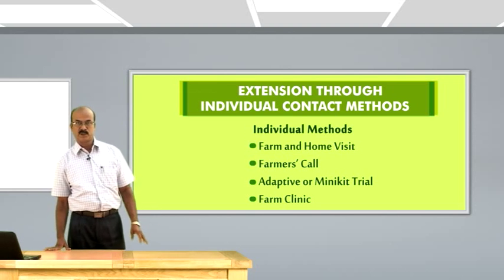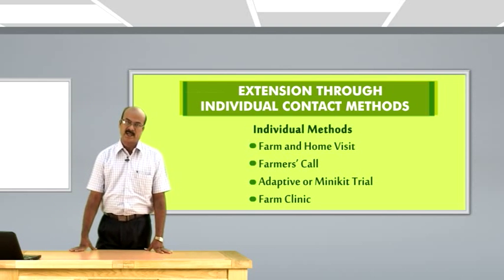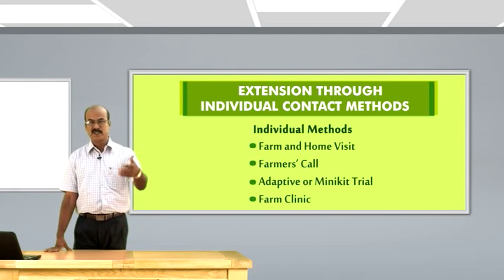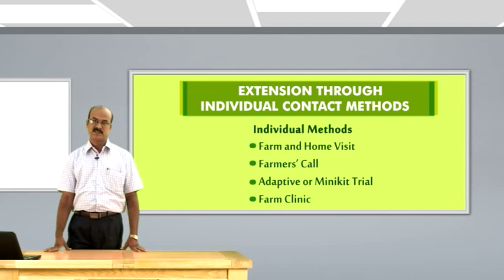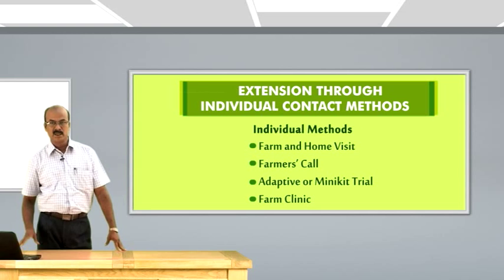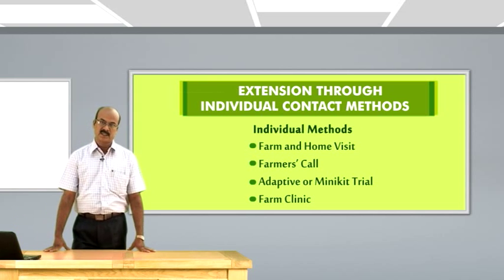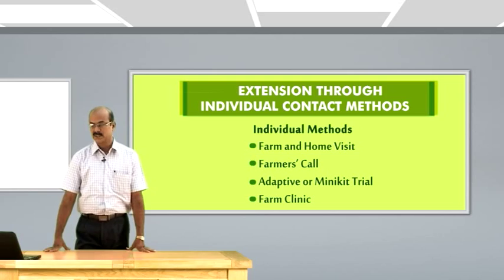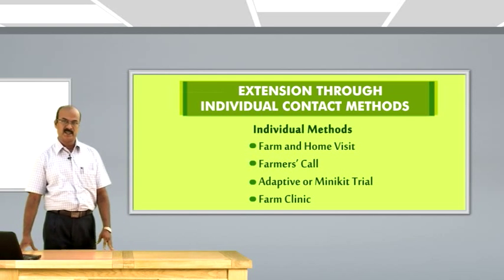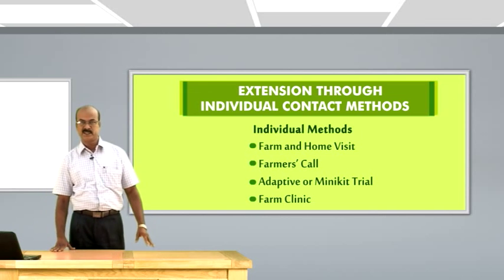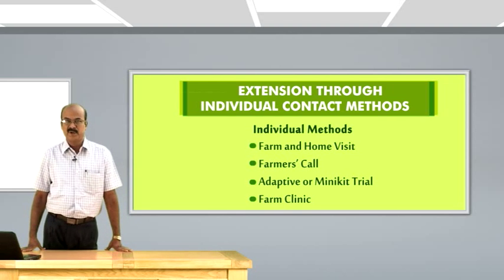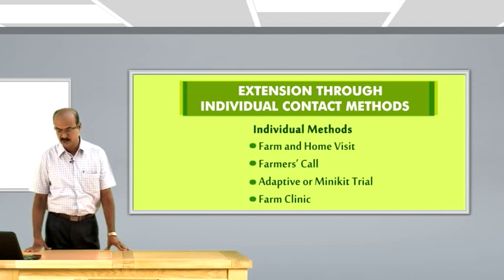Then another method is adaptive or mini-kit trial. The adaptive trial itself indicates the adaptability of the extension methods or of the practice or the technologies at the field itself, whether it is suitable or should be modified. In order to encourage the audience or the learners or the customers, in a mini-kit trial a sample of seeds, for example if it is a variety, a seed sample of maybe 1 kg is given to the farmers to make use of it in the field situation. That's why it comes under the individual contact method.